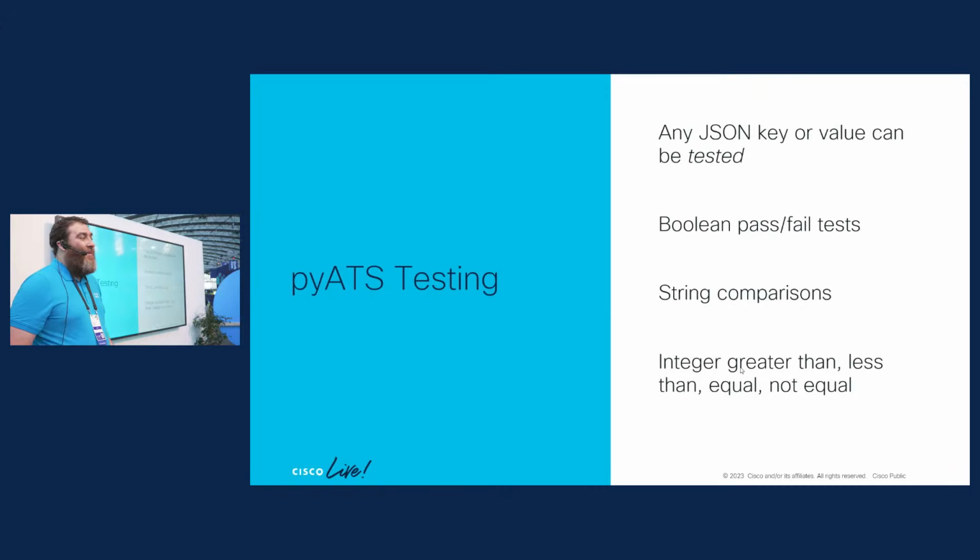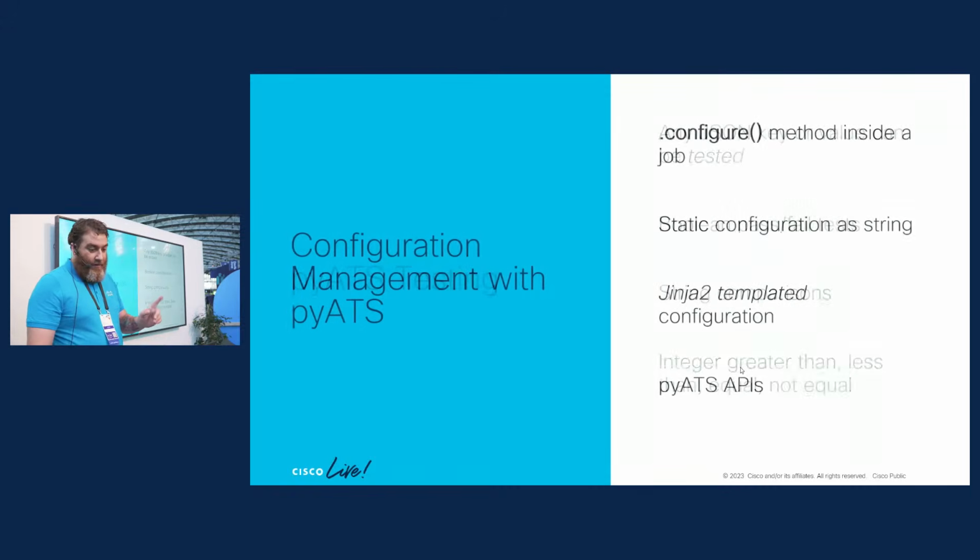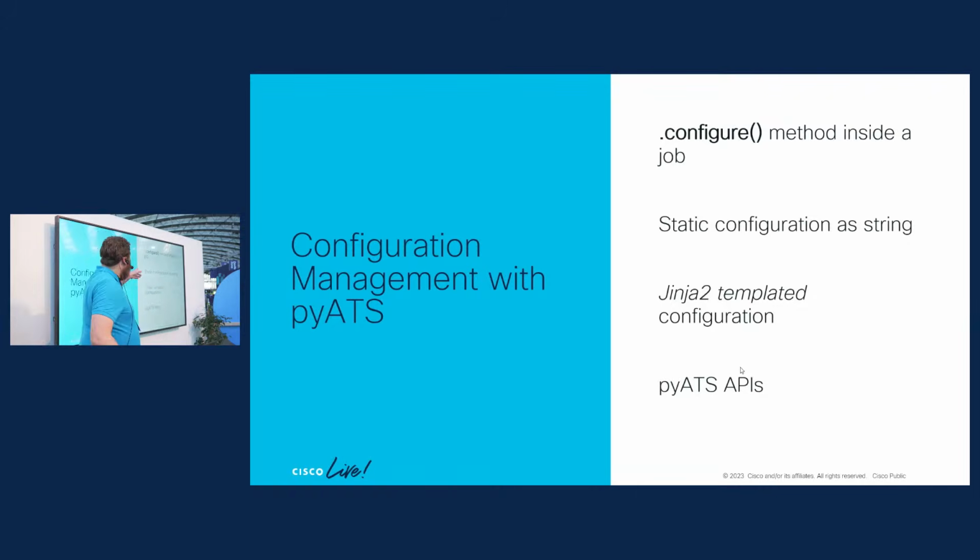Okay, I sort of gave it away, but who thinks it's just testing, right? Is pyATS just a testing tool? Is that all I can do with the tool is test things? You can do configuration management with pyATS. Remember those .connect, .learn, .parse? .configure is a method inside of your job. You can do static configurations as a string. You can use Jinja 2 templated configurations from pyATS. There's an API for that, really easy to do. And there's other pyATS APIs.